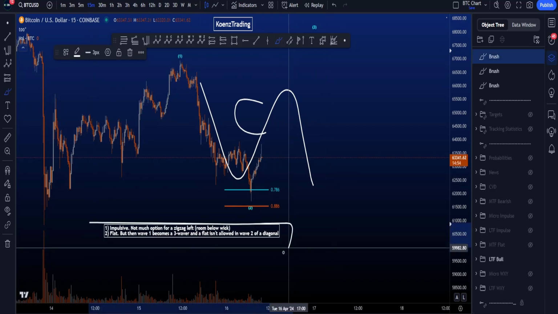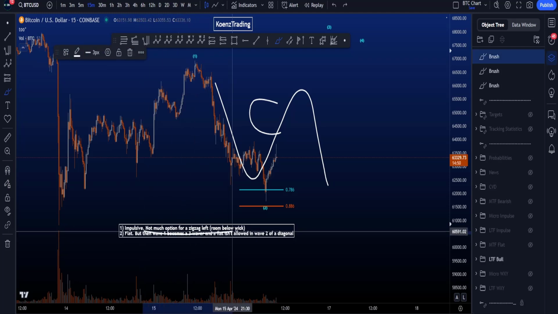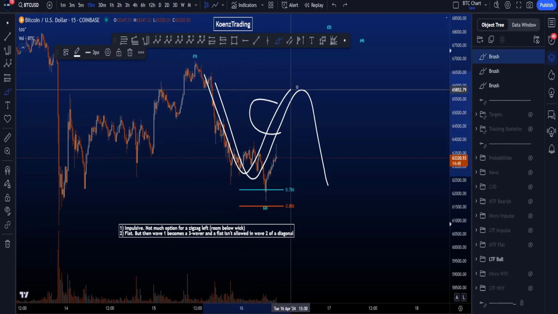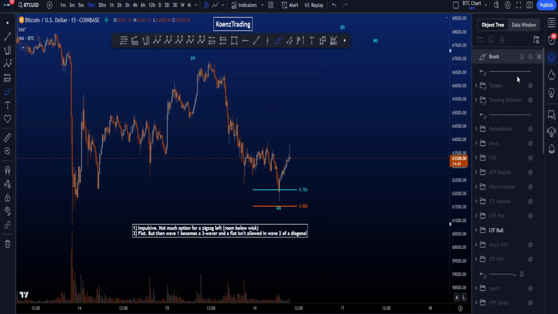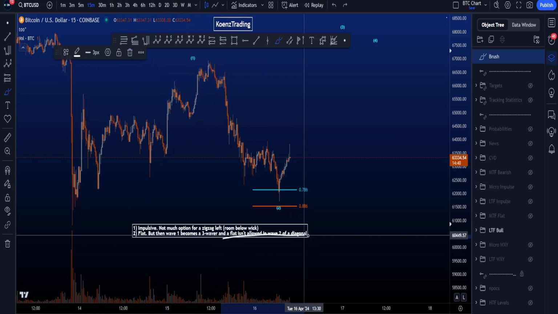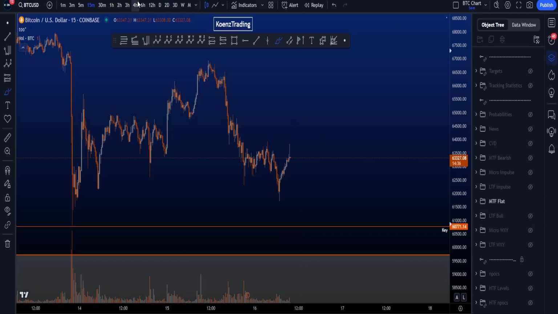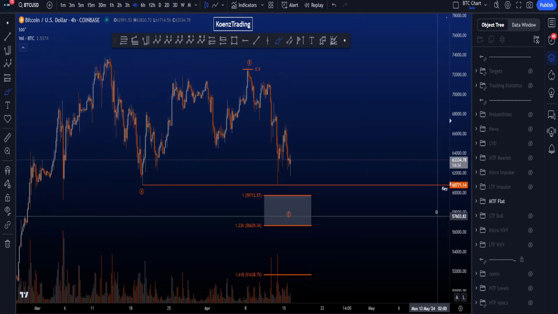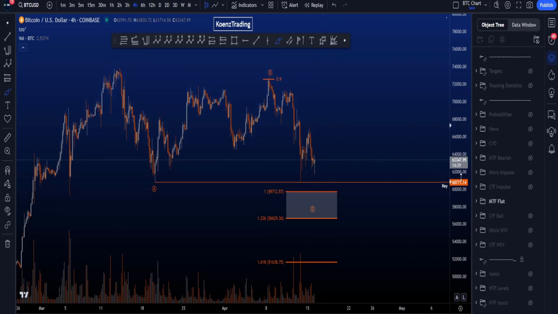Now, pretty much summarized, I put it in the box over here, right? This looks impulsive. There's not much option for a zigzag left in a 3-wave structure over here, an ABC. And for a flat, if we look for an ABC, wave 1 becomes 3-wavy and a flat isn't allowed in wave 2 of a diagonal. So that's something we have to keep in mind. Doesn't give the greatest probabilities for strong continuation, as we of course continue to observe what happens here.